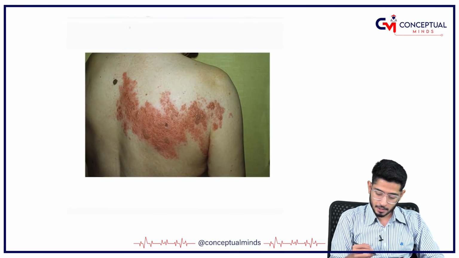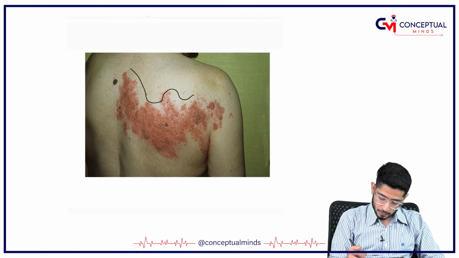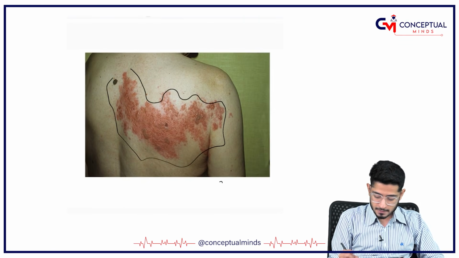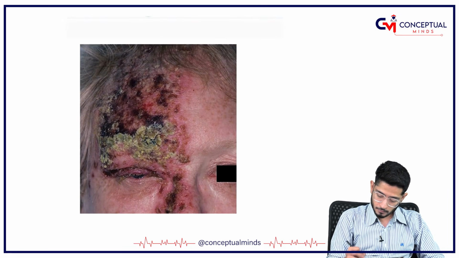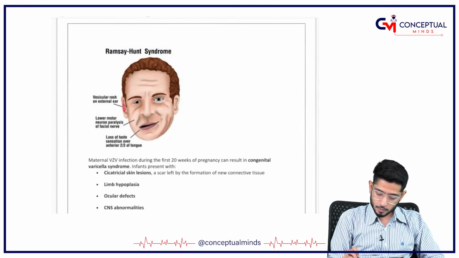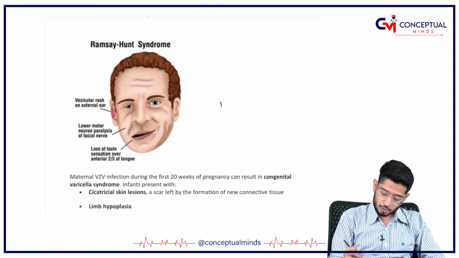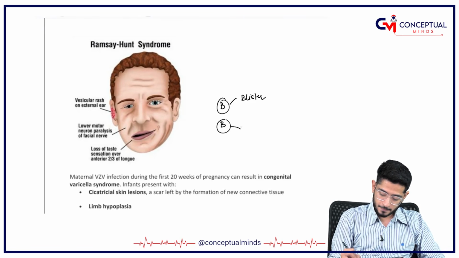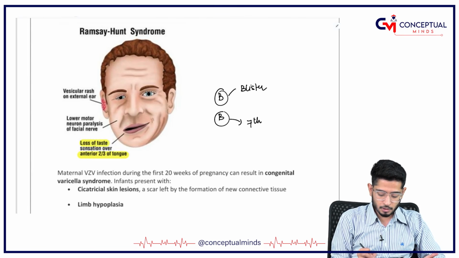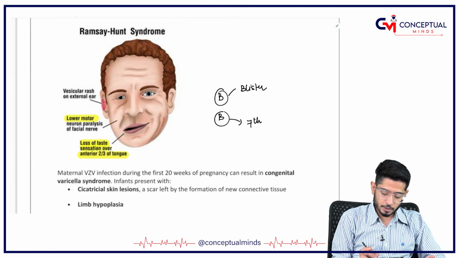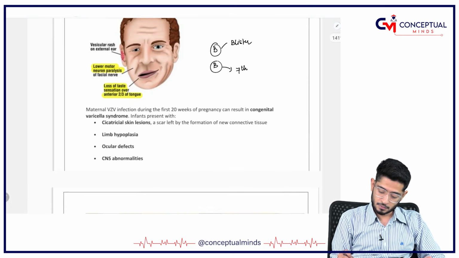And now see the dermatomal distribution. It is there in only one dermatome. So this is the shingles. See here, in one dermatome only, this is shingles. And what is Ramsay-Hunt syndrome? There are two B's: one is the blister and the other is the 7th nerve palsy. The 7th nerve was supplying the chorda tympani nerve, supplying the anterior 2/3 of the tongue, so loss of taste sensation will be there, and there will be lower motor neuron palsy, everything is going to happen.